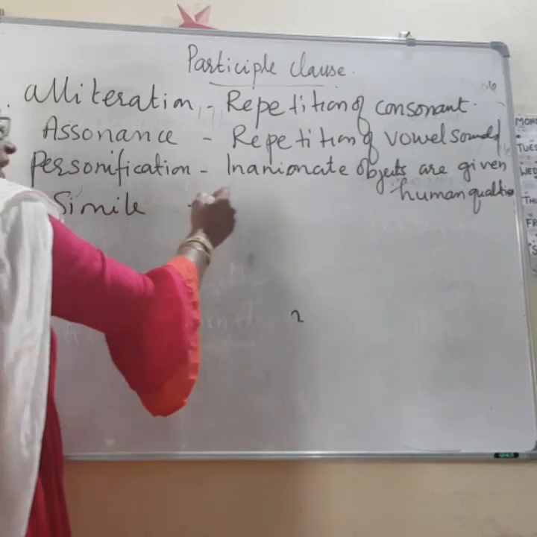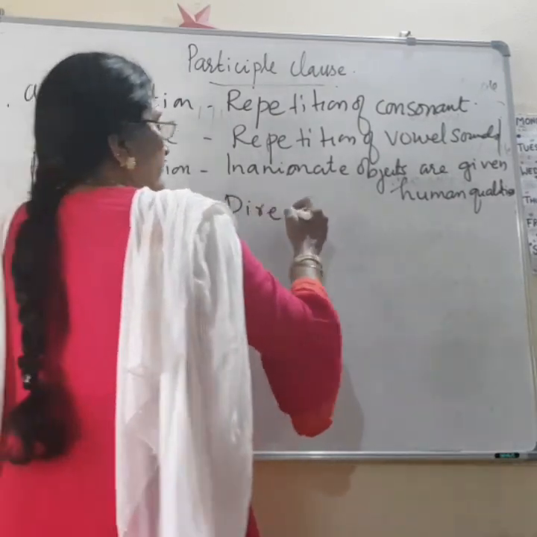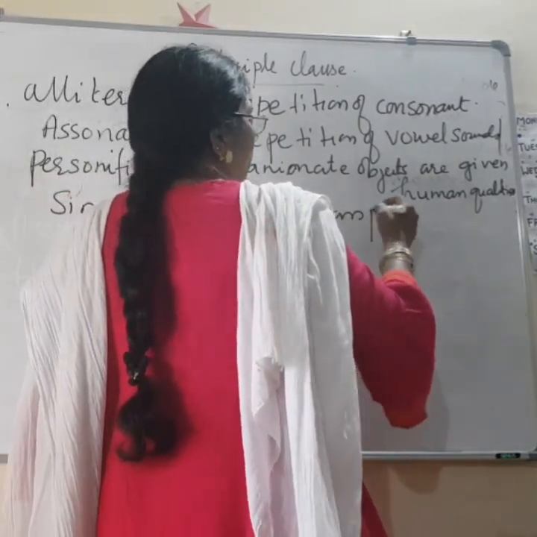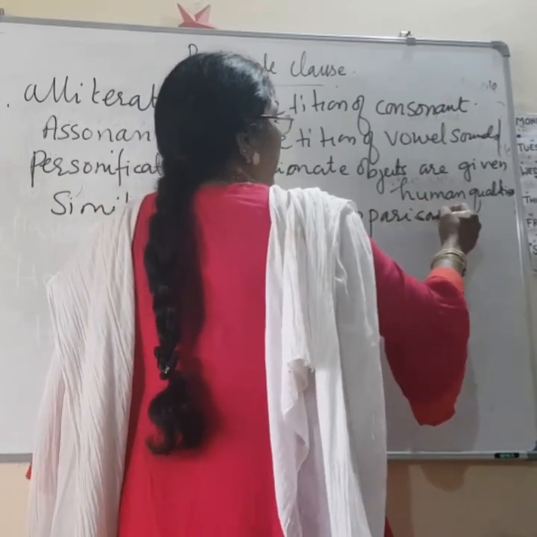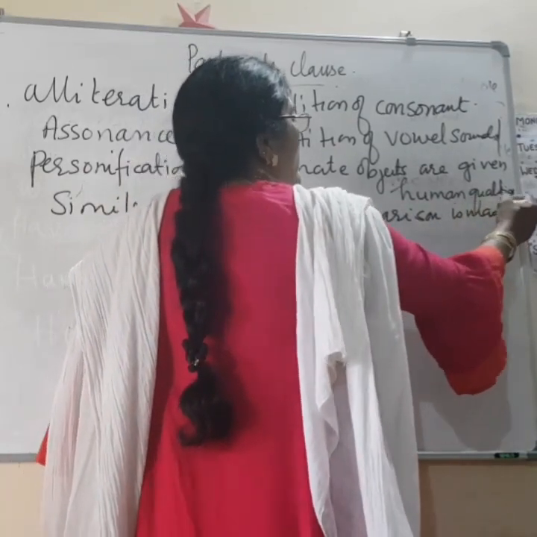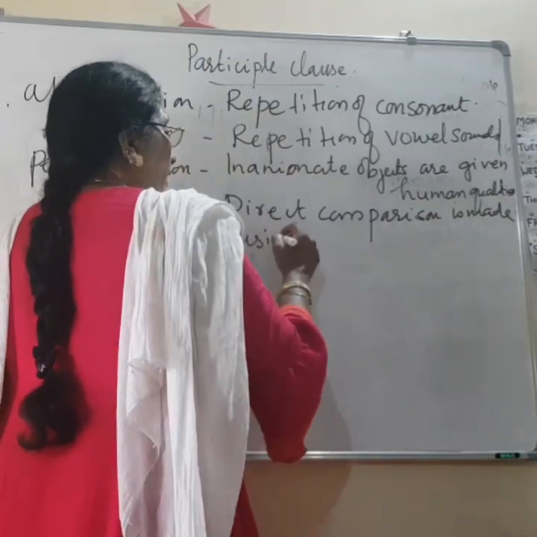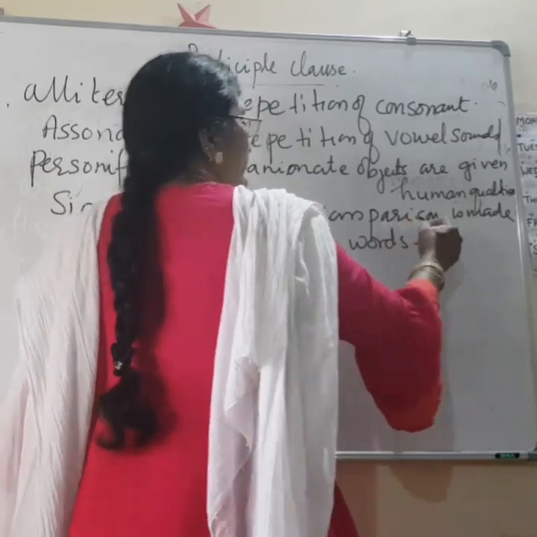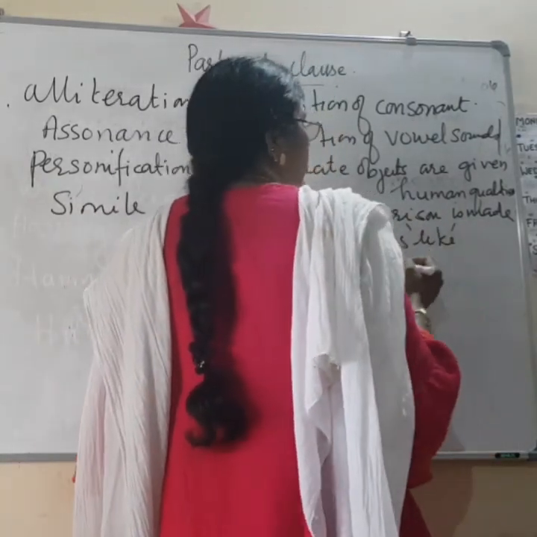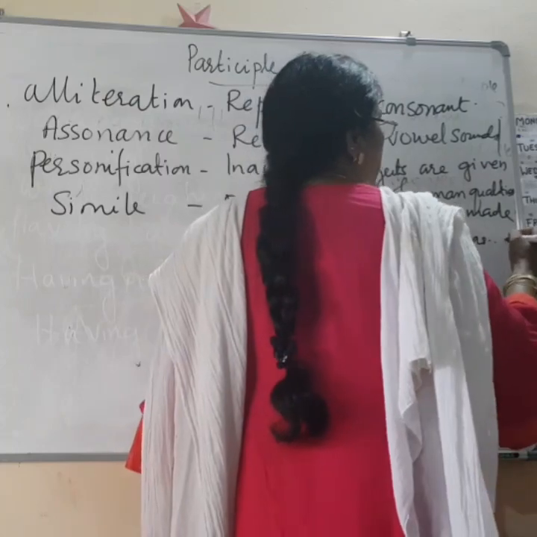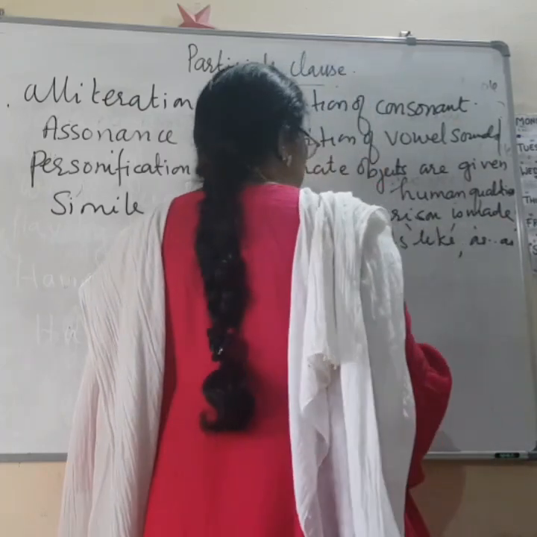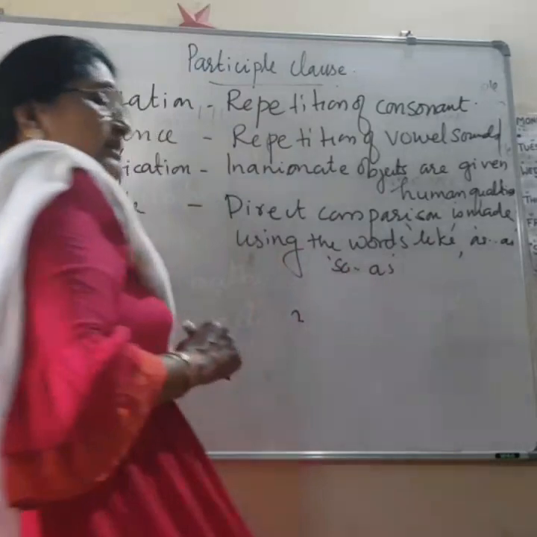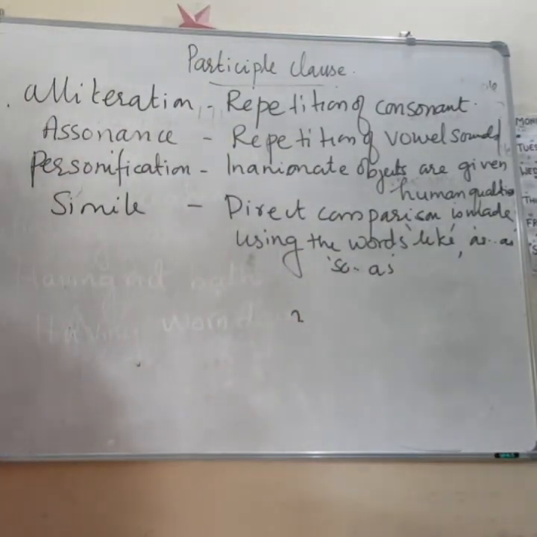Next we have to learn simile. This is also something we learned, that is the direct comparison. If any direct comparison is made using the words like, as or so as, then it is called simile. That is direct comparison. She is dancing like a peacock. Then we say the FOS is simile.